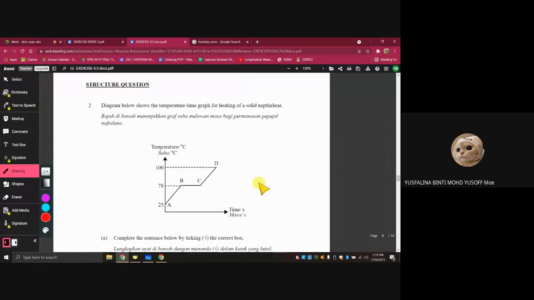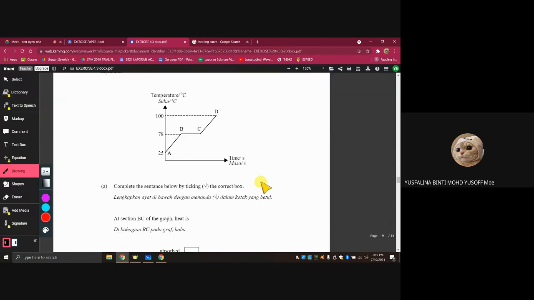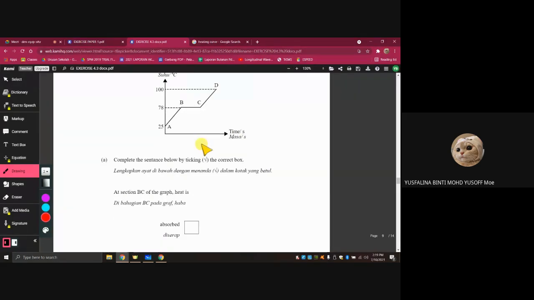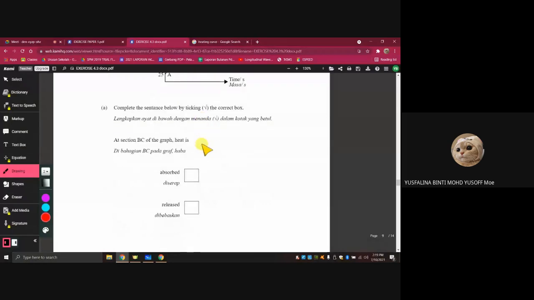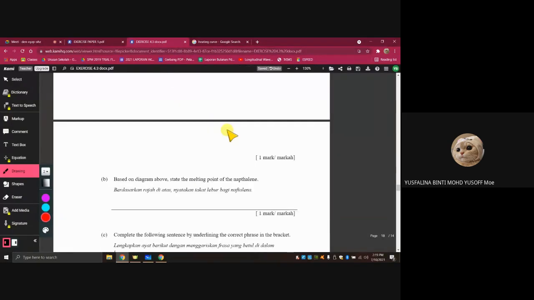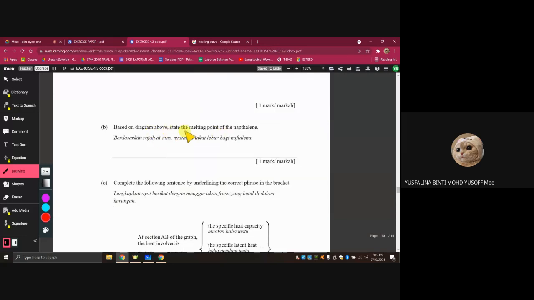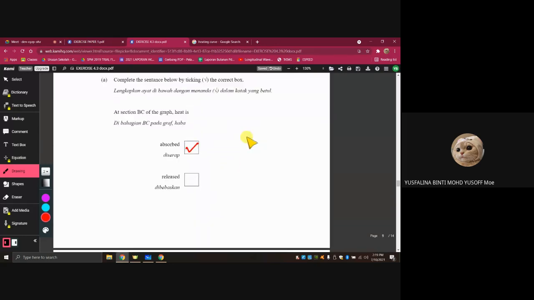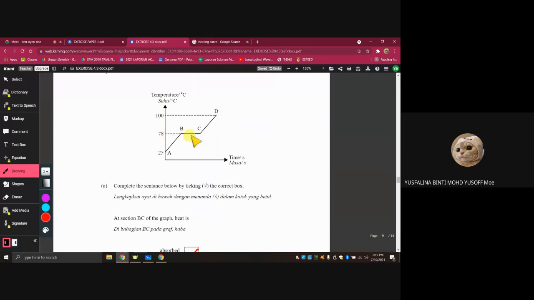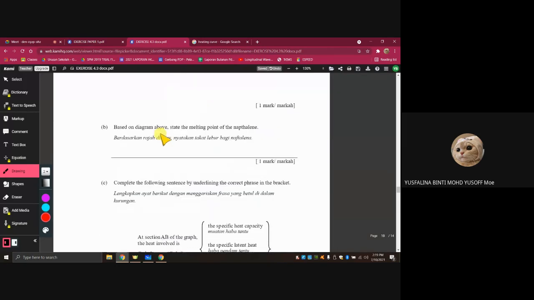For number 2, the diagram below shows the temperature-time graph for heating of solid naphthalene. It says complete the sentence by ticking the correct box. BC, at this time the heat is absorbed. Most of you got this one correct. Based on the diagram above, state the melting point. The melting point is 78 degrees Celsius.